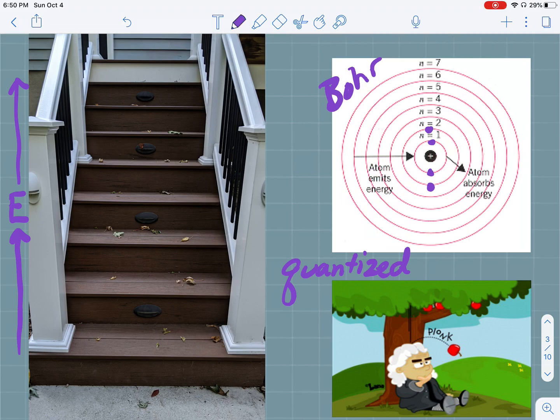So there's all these analogies of the electron cloud being like a set of stairs, or being like an apartment building with each floor of the apartment building.